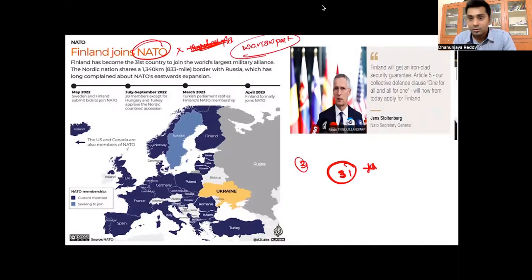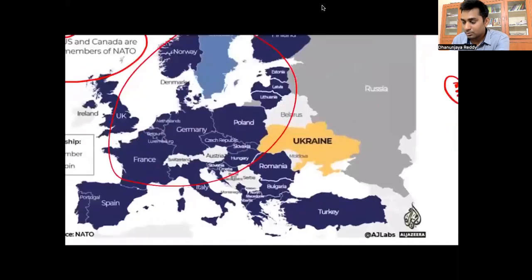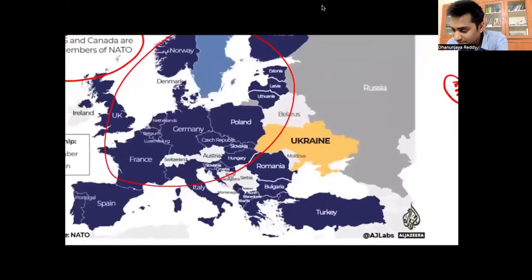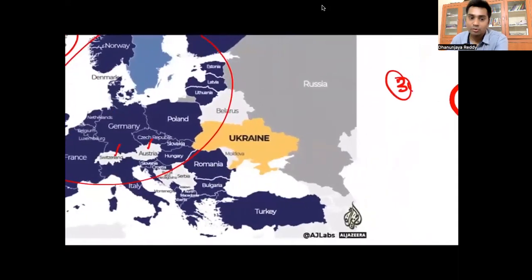Now, look here. We cannot remember all. This is for European countries, and in this there are 2 countries, US and Canada. So don't forget them. US and Canada are members of NATO. Apart from that, you have to remember which are not NATO members. That will be the question. Switzerland and Austria are not NATO members. Remember, not. Belarus and Russia, I said Belarus is very close to Russia, hence Belarus is not a member.